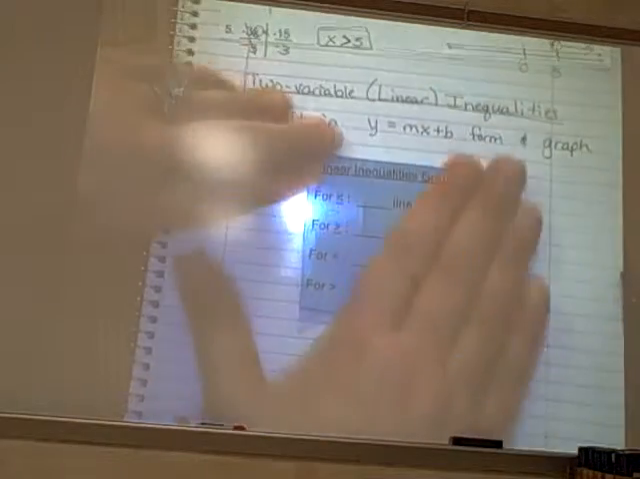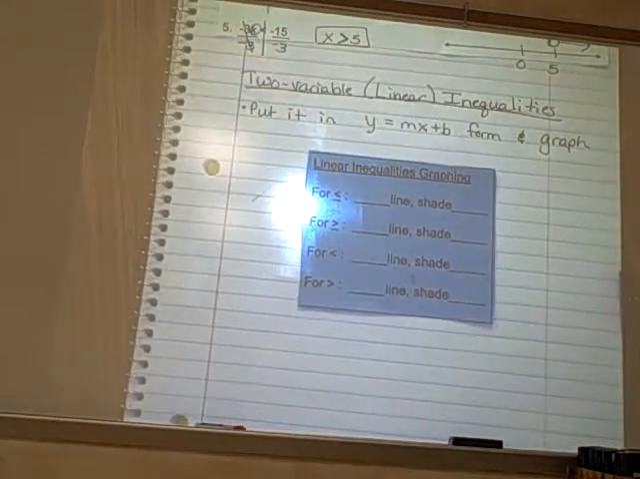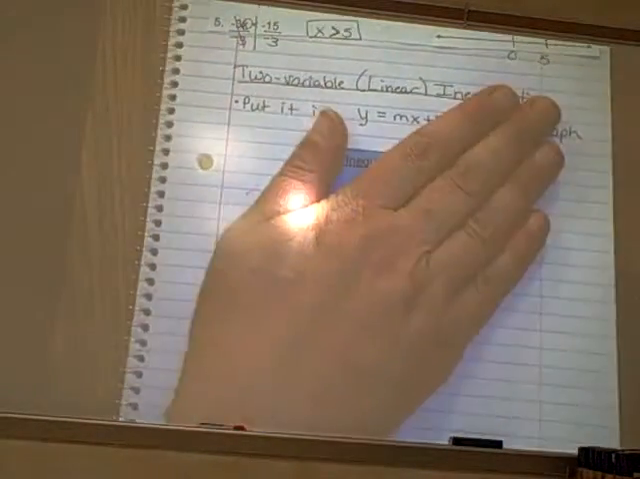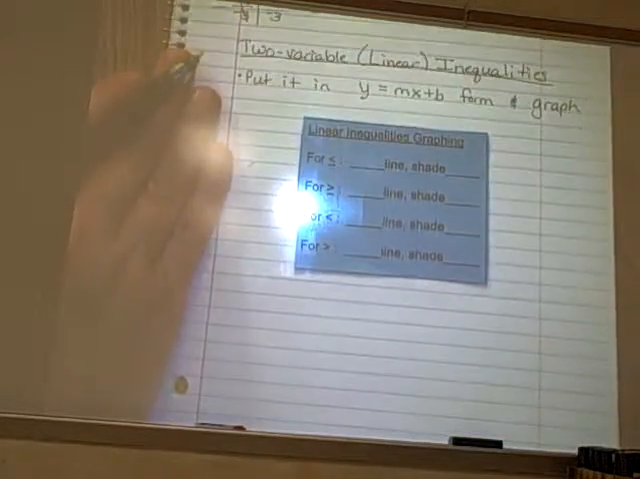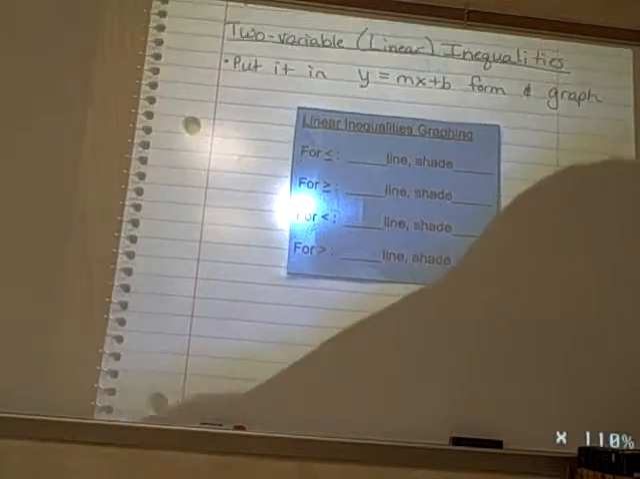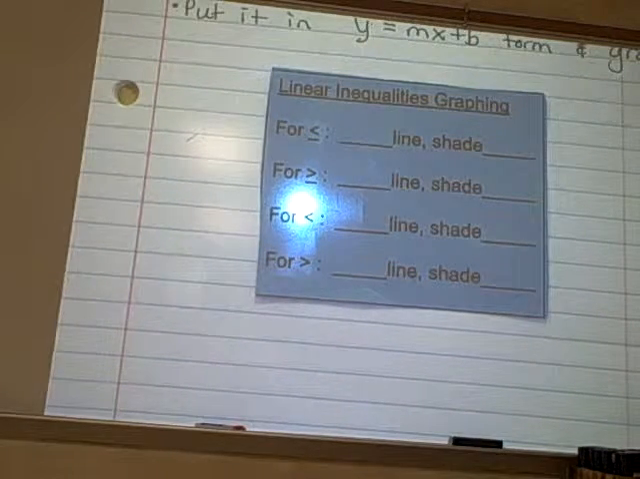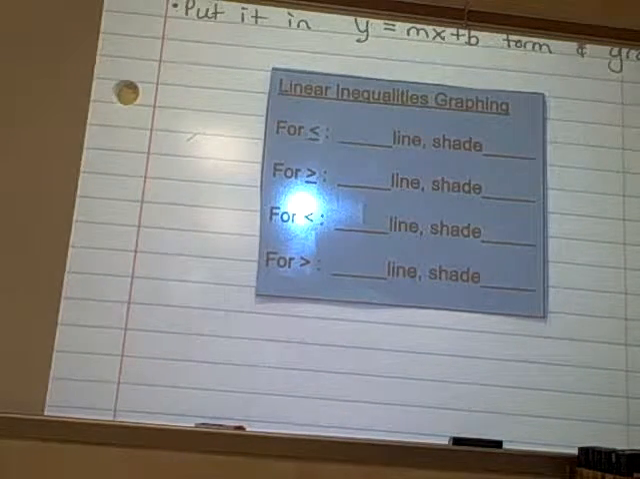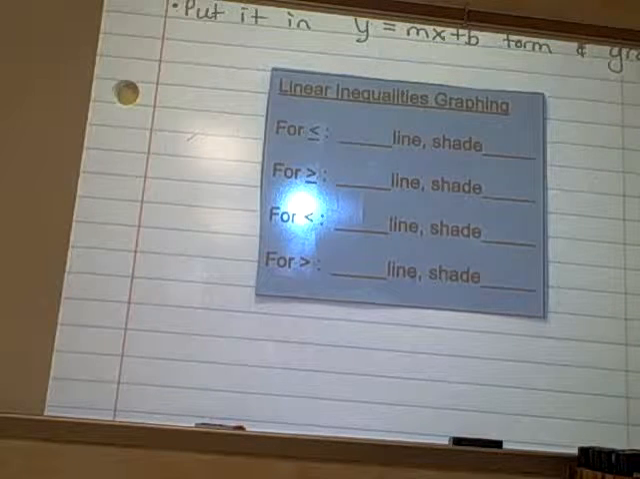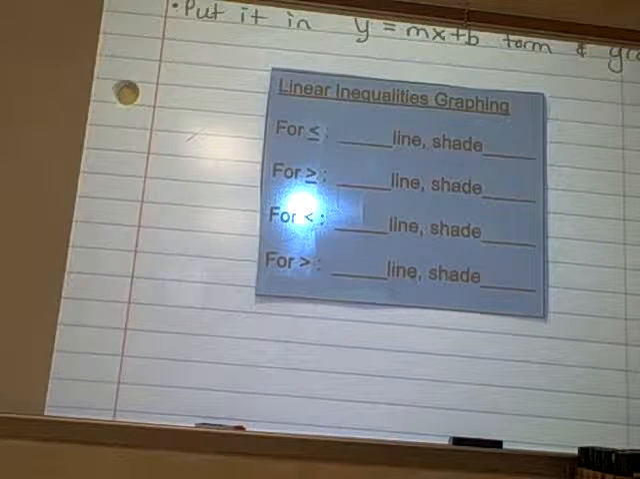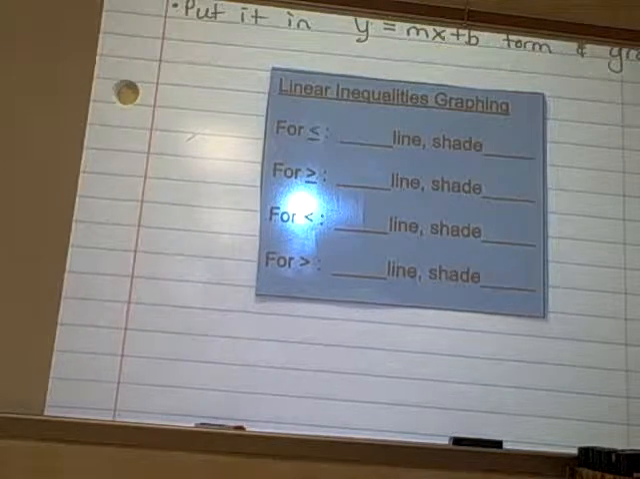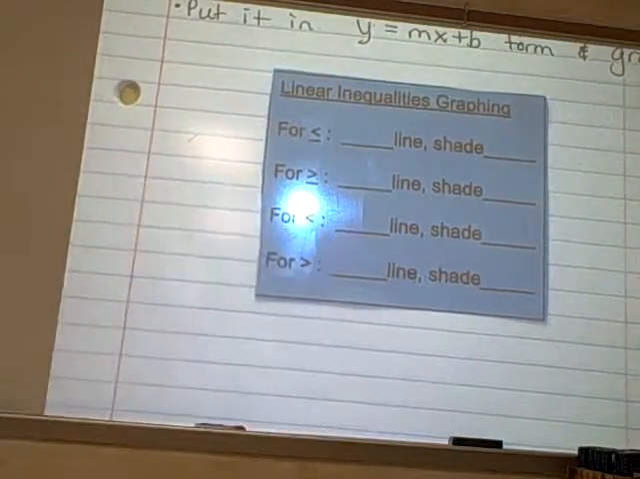So when you graph linear inequalities, this is kind of fun to me because we get to color, and I've always loved coloring. If you've got a couple of highlighters, or just one, or a crayon, you don't want to use a dark marker, but a lighter colored marker would be great and would help you out.